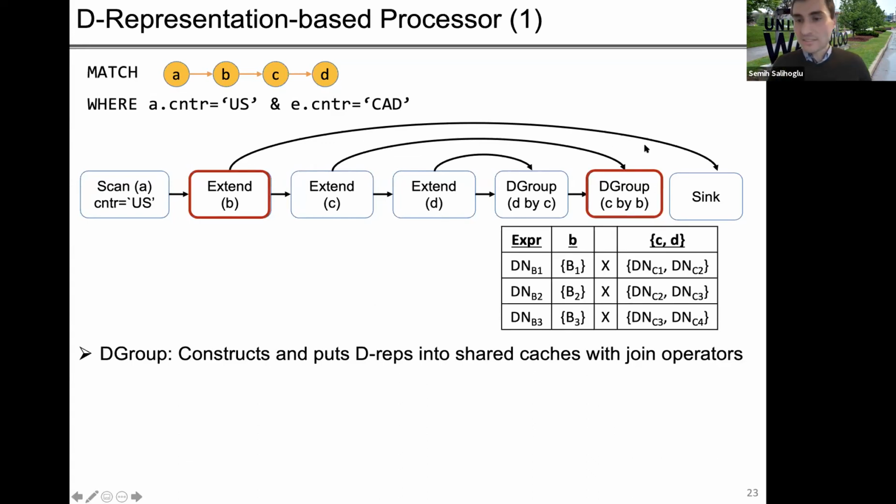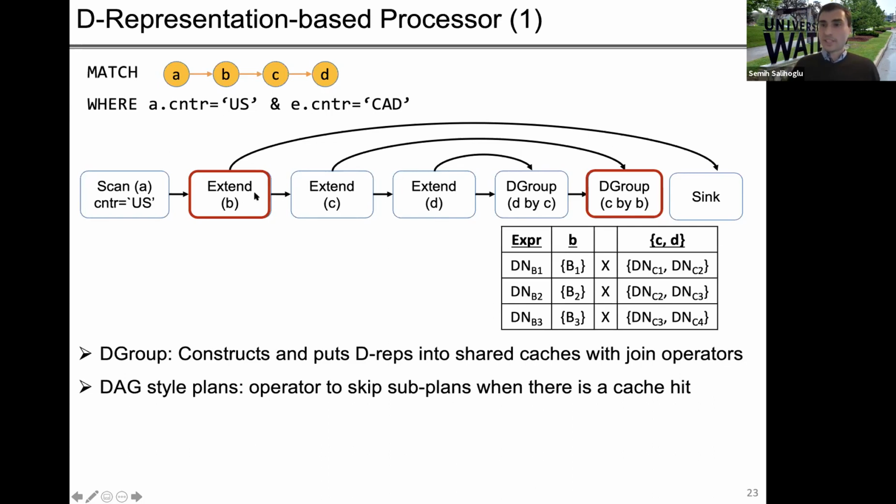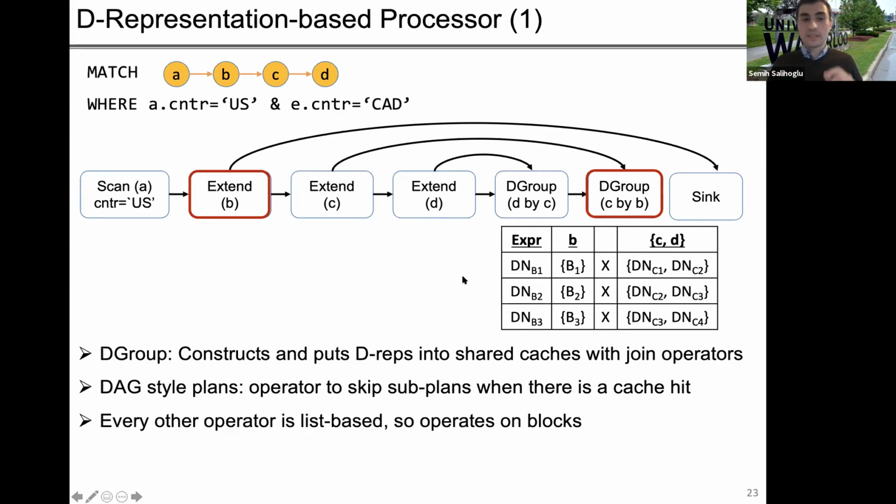So for example, the last D group over here is going to construct the D representations to represent all the subpaths starting from B values, it will be cached and shared with extend B, and we'll have DEX style plans where if there's a cache hit, extend can skip over large parts of the query, so we win a lot of performance and move, for example, in this case, to the last operator, the sink operator. Okay, and very importantly, every primitive operator still processes a vector of values or a list of values, so we still get good CPU utilization as the columnar systems in our GDBMSs do.